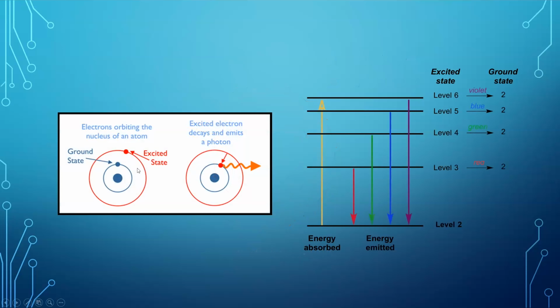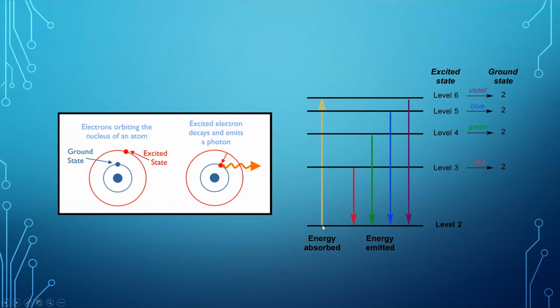So if we look at the atom, we've got our electrons in the ground state. They can jump up a level to an excited state. They could even jump up higher levels, but they always have to jump to a very specific distance. And when they fall back down, of course, they release that photon.